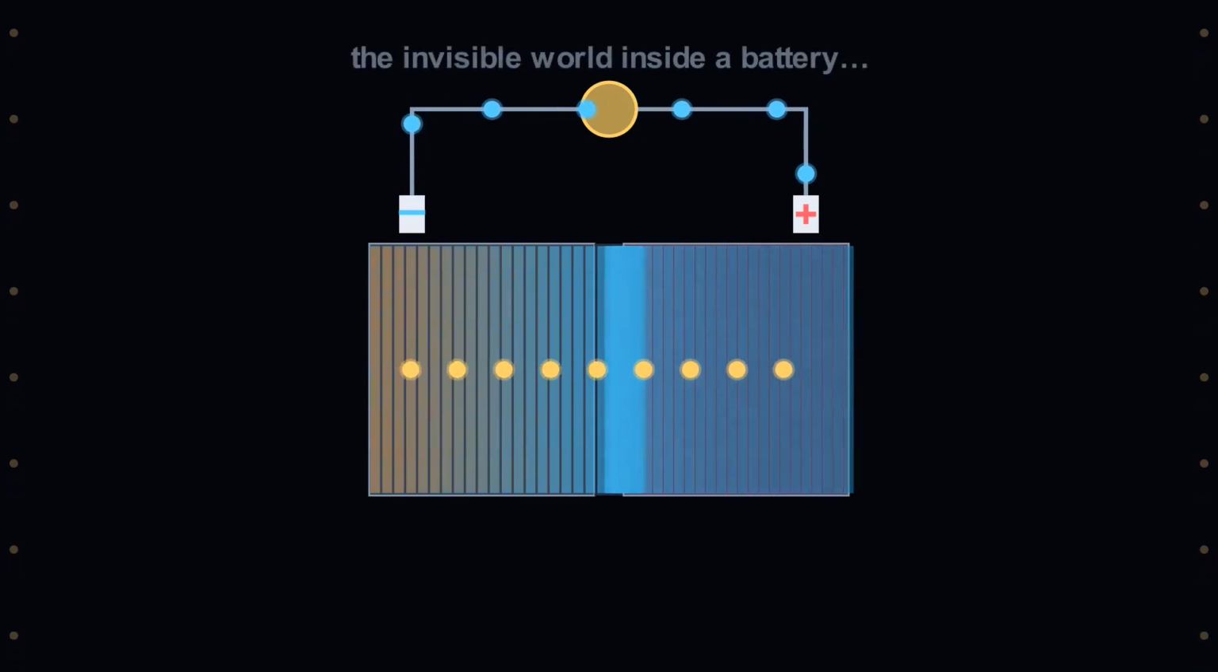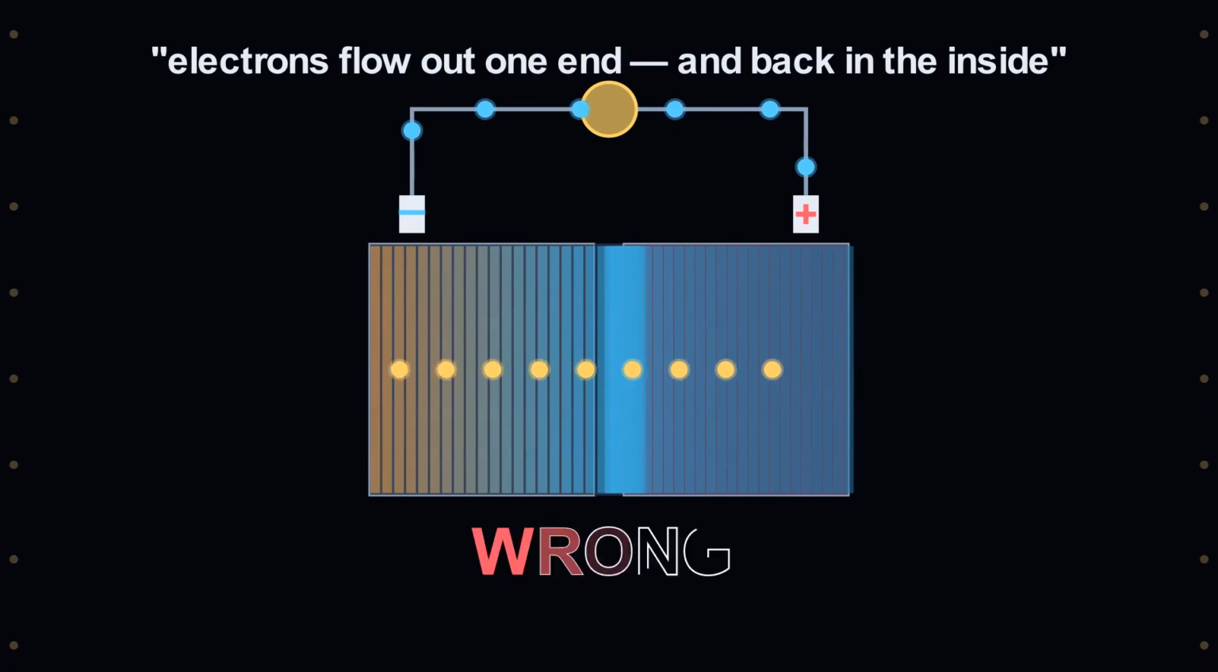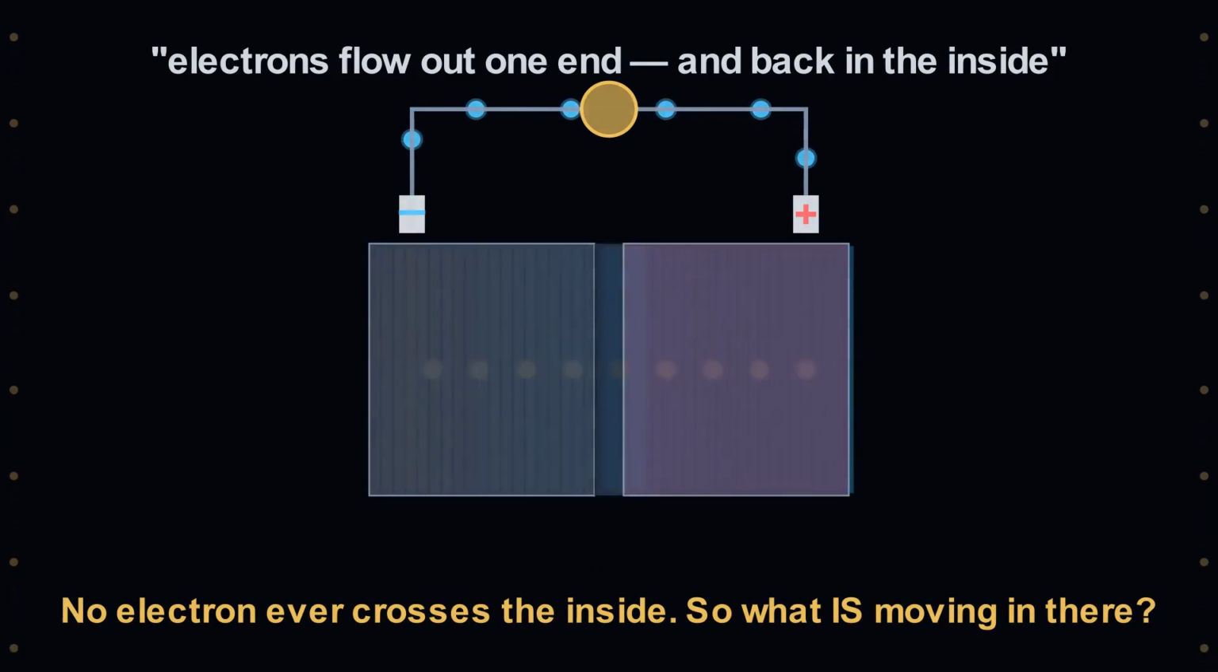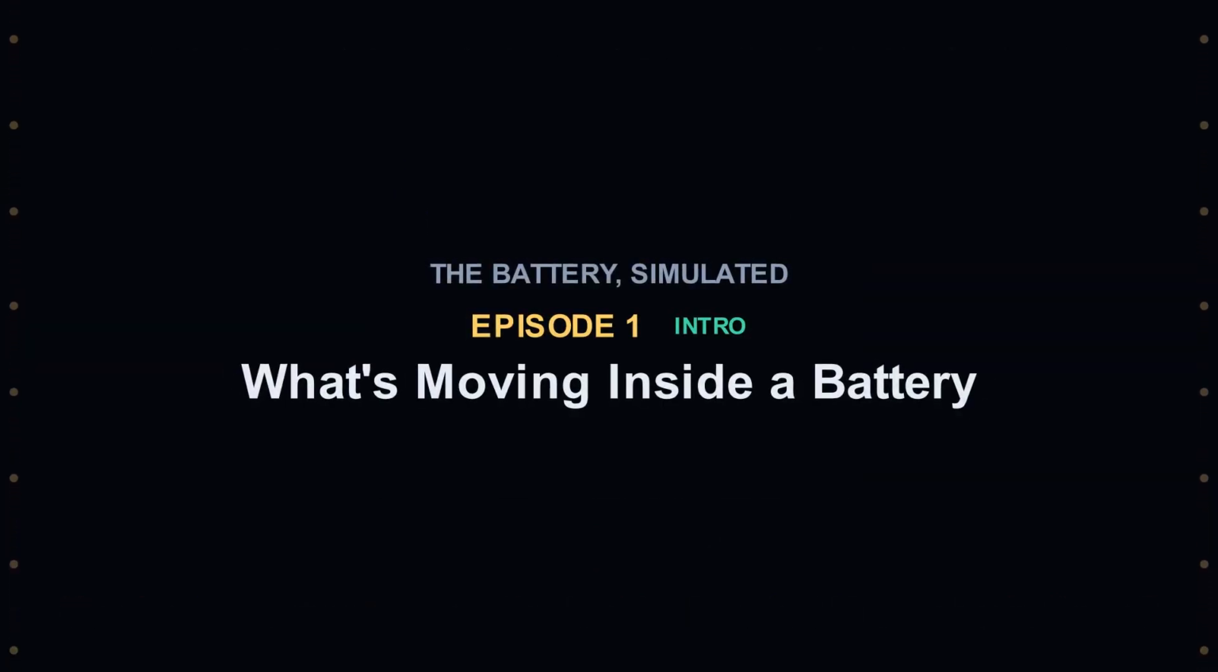We use batteries every single day. And almost everyone, including plenty of textbooks, pictures them wrong. Electricity does not flow through the inside of a battery. Not one electron ever crosses it. And yet, every time you use it, a current really is flowing through.